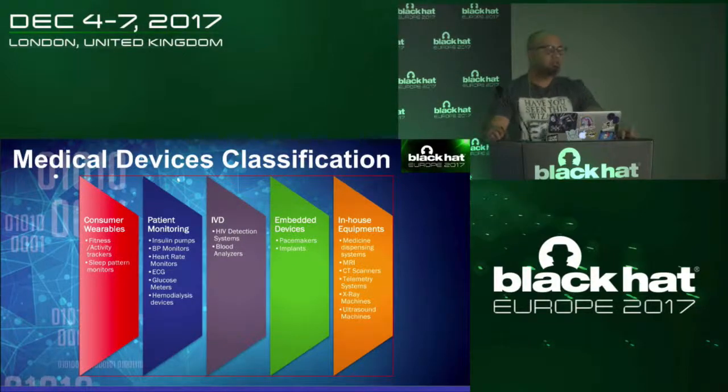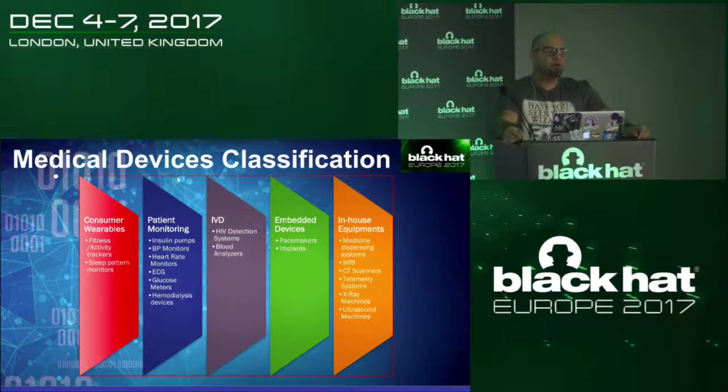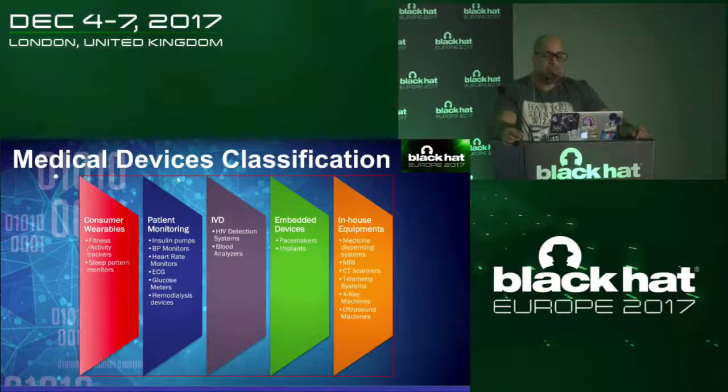Number 1 is consumer wearables, and pretty much everyone in this room would be more familiar with this category of devices. These include your fitness trackers, activity trackers, sleep pattern monitors, and so on. Then there are patient monitoring devices, which comprise insulin pumps, BP monitors, which is blood pressure monitors, ECG, glucose meters, and so on. There are IVD, which are also called in vitro devices, like HIV detection systems, blood analyzers, etc.